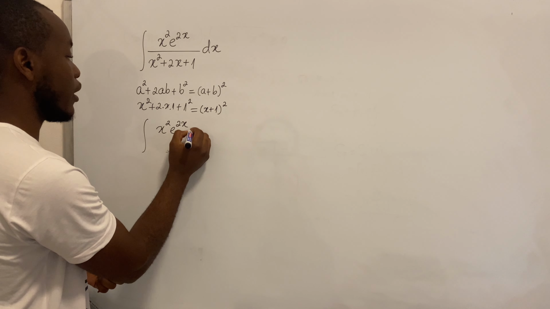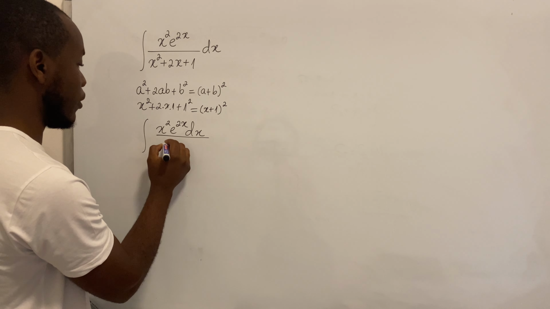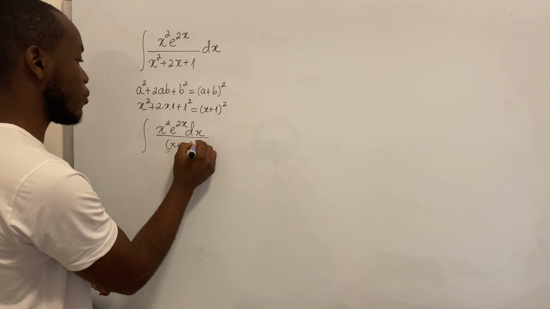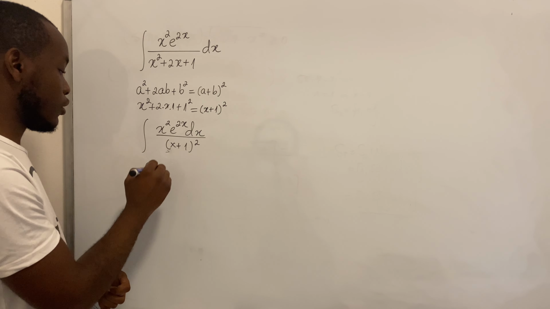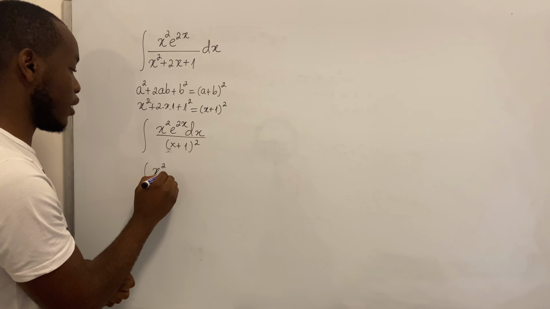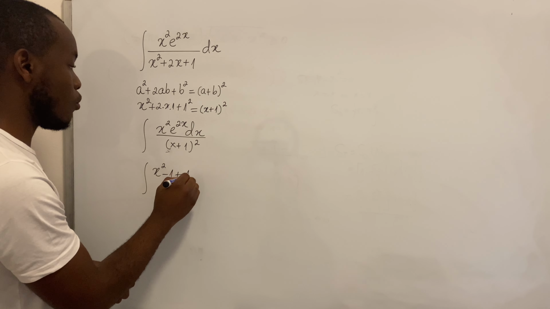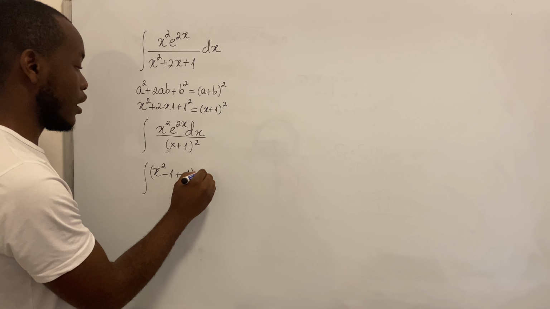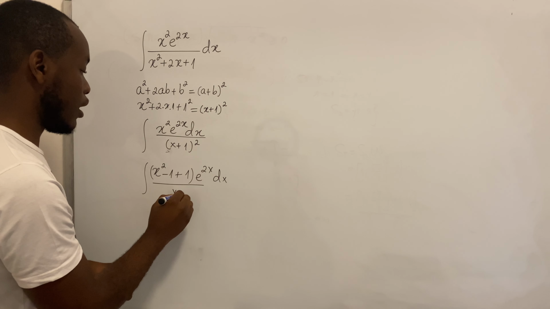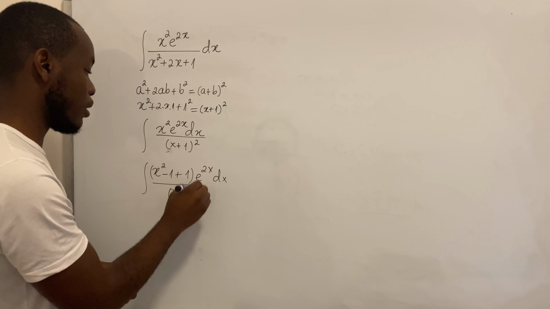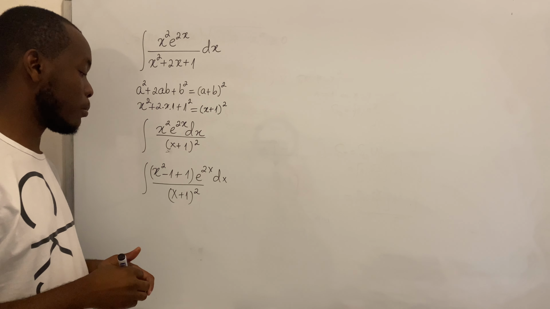Okay, so if we can do that, then we can now say that we have the integral of x squared e to the power 2x dx over x plus 1 squared. Okay, and now where there is x squared, we can say x squared minus 1 plus 1. Okay, and now the question could be, why using this approach? How do I know that I have to say x squared minus 1 plus 1?